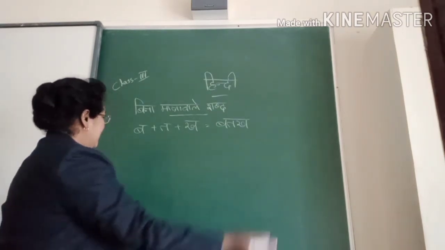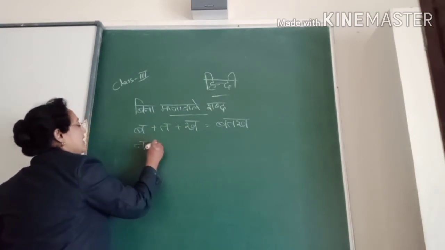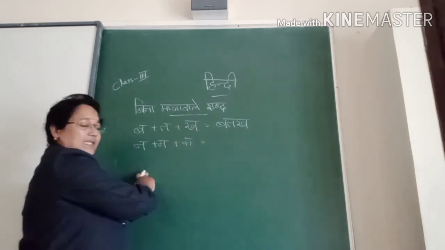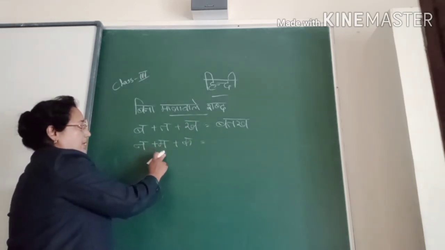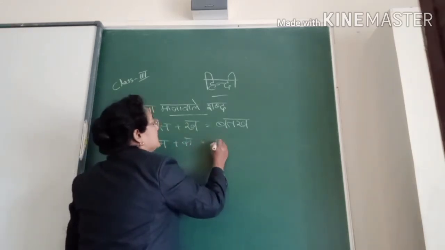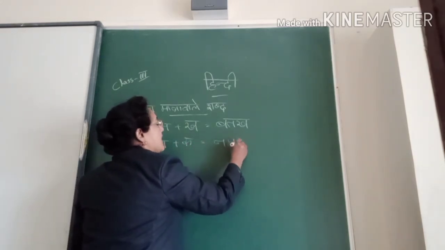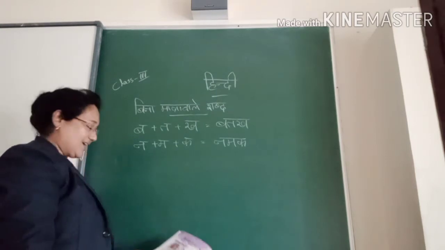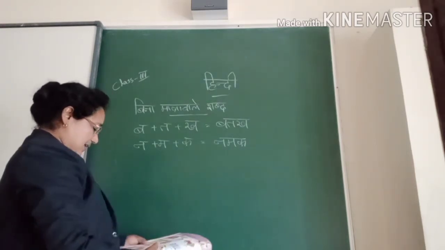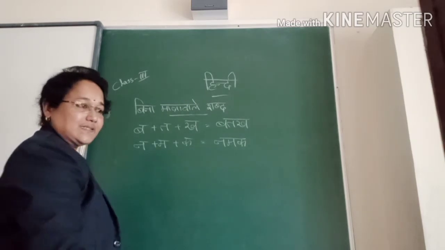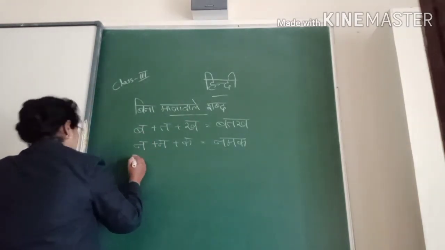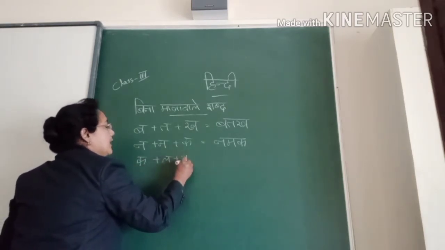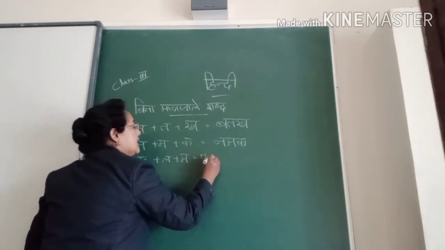Next word they have given: na, ma, and ka. How many letters did I write? Na, ma, ka. Three letters I wrote. We will get the word namak. Namak meaning is salt. Next, they have given so many words in the column, page number 8, second lesson. Ka, la, ma. What will we get? Kalam. Very good.